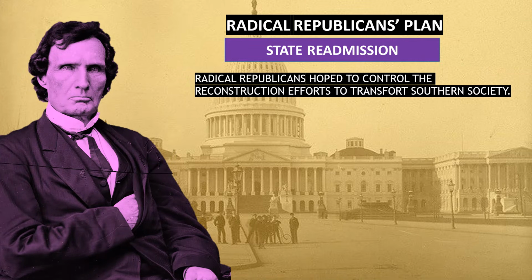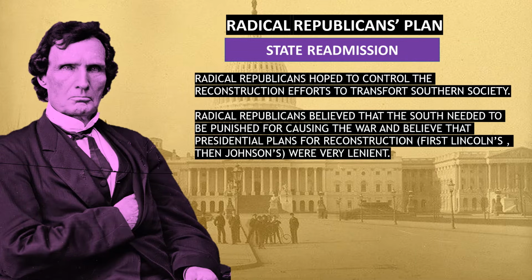The Radical Republicans' plan was harsher on Confederate leaders and imposed more conditions for state readmission. Radical Republicans hoped to control the Reconstruction efforts to transform Southern society. Radical Republicans believed that the South needed to be punished for causing the war and believed that presidential plans for Reconstruction, first Lincoln's, then Johnson's, were very lenient.